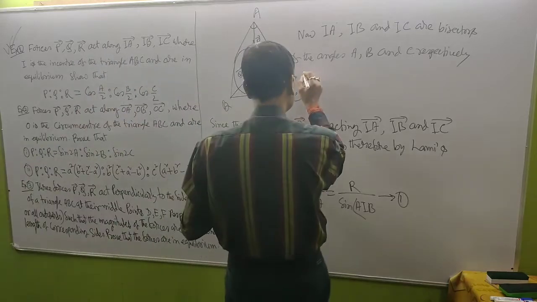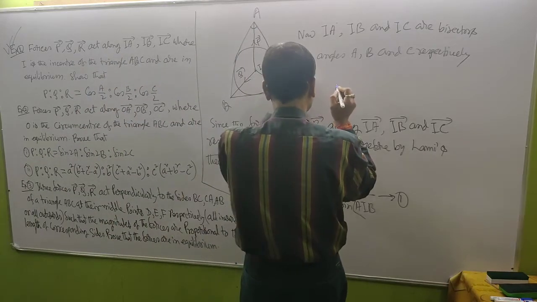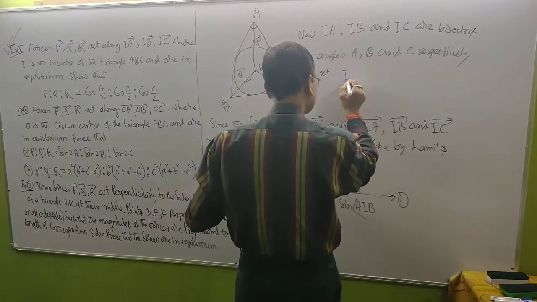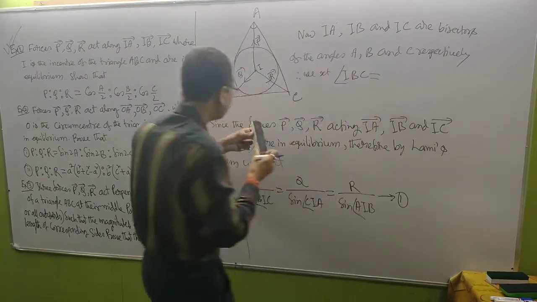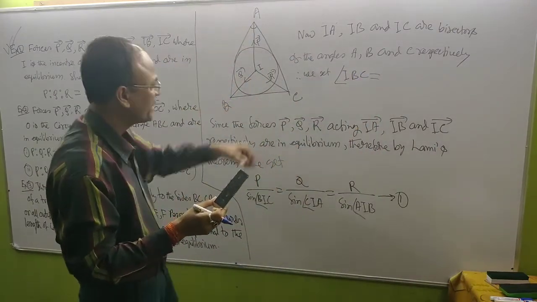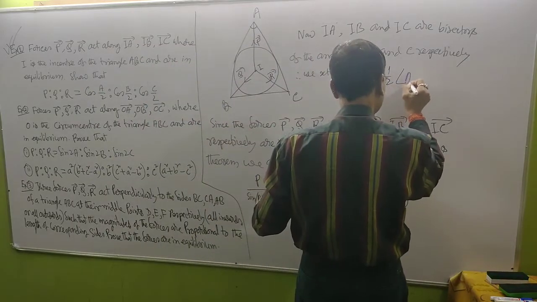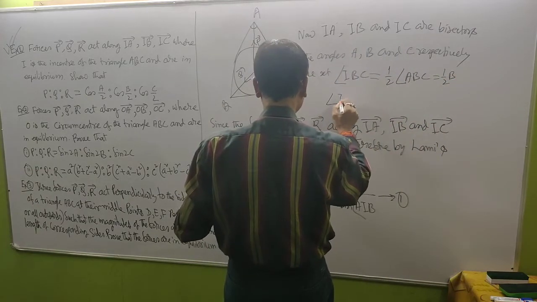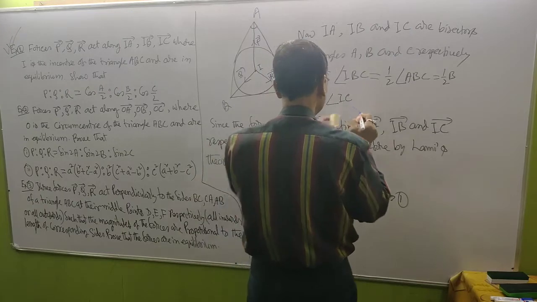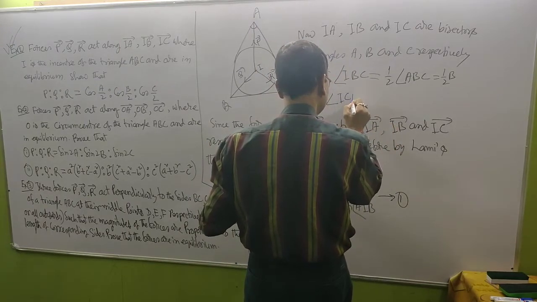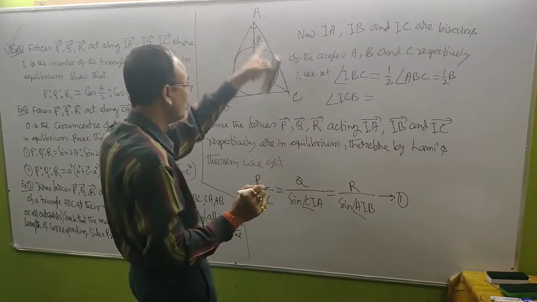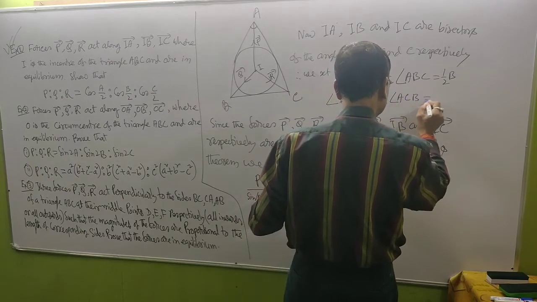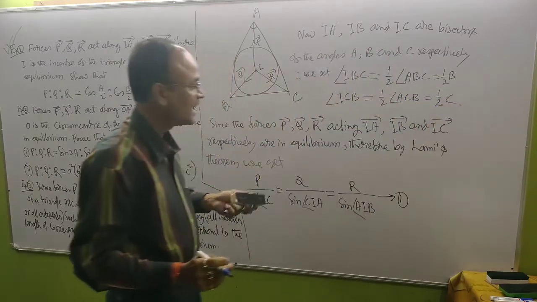Therefore we get angle IBC. What is angle IBC? This is equal to half of ABC, half of the angle ABC. This is equal to half of angle B. And this angle ICB will be equal to half of ACB, half of angle ACB. This is equal to half of angle C.